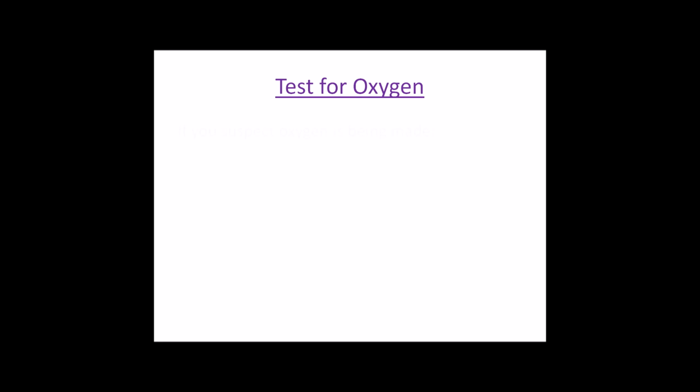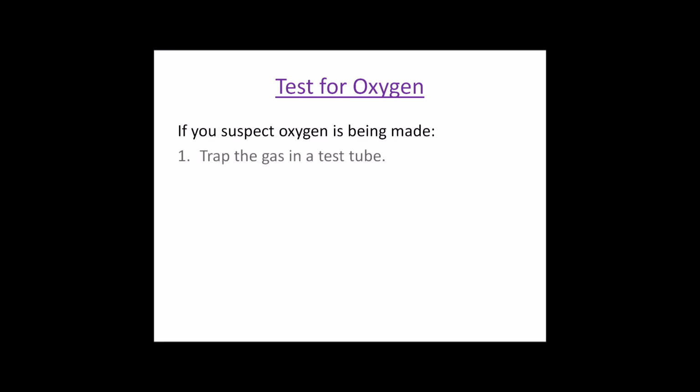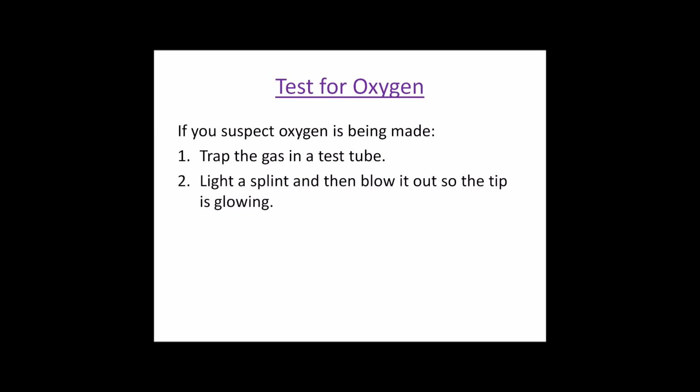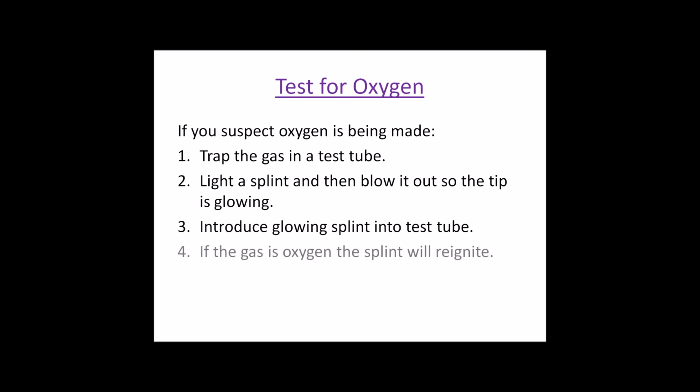The test for oxygen is we trap the gas inside a test tube again, and we light a splint, but this time we blow it out, so just the tip is glowing. Unlike in hydrogen where we leave it burning, with oxygen we blow it out and leave the tip glowing. Then you introduce the glowing splint into the test tube. If there's oxygen there, the glowing tip will reignite, so it bursts back into flames, and that is characteristic and proof of oxygen. No other gas will do that.